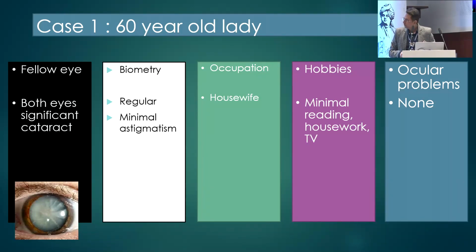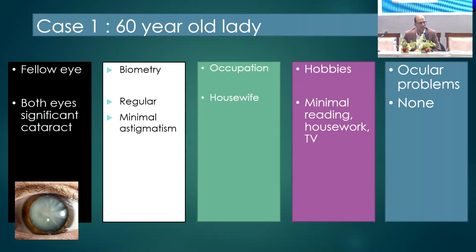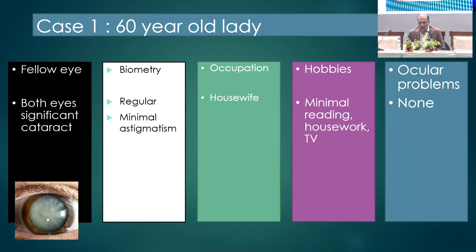The only thing is that in her hobbies there is minimal reading. She's just doing housework and TV. So I won't mind doing an EDOF because it will give her good contrast. So you are thinking of a dimly lit house or something like that? Yes, maybe. She doesn't read much, she's doing housework, so intermediate correction is good enough, and she's watching TV. Nidhi, anything else?